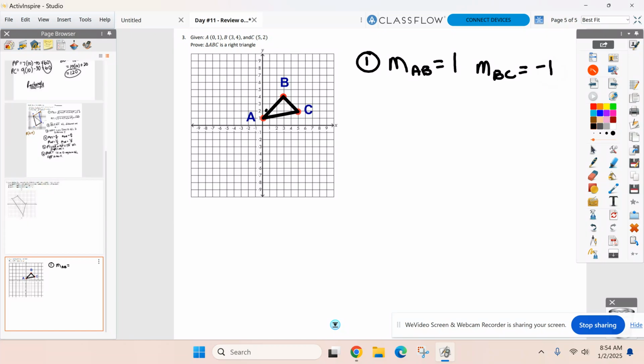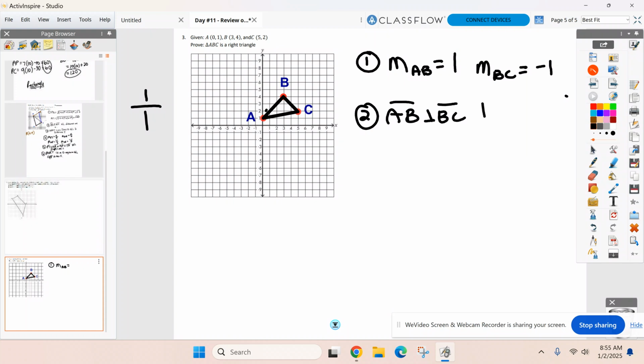All right, now we look at these. Now, some of us may say not negative reciprocals, so we have a problem, but they are. If you take 1 over 1, flip it, and change the sign from positive to negative, what does it become? Negative 1. So these are indeed negative reciprocals of each other. 1 and negative 1 are negative reciprocals, meaning, what do I know about AB and BC? They are perpendicular to each other.